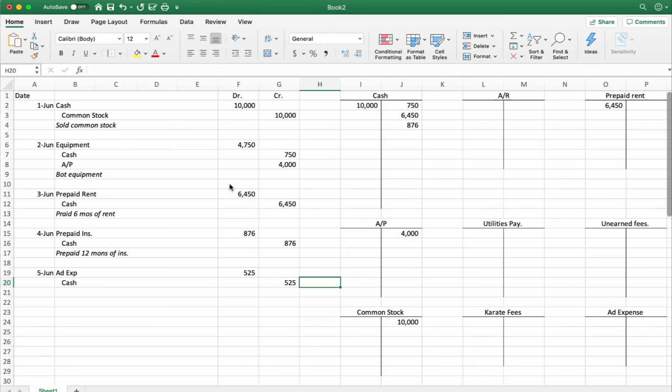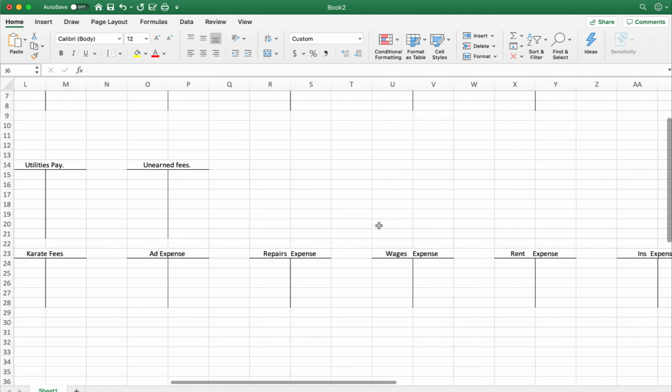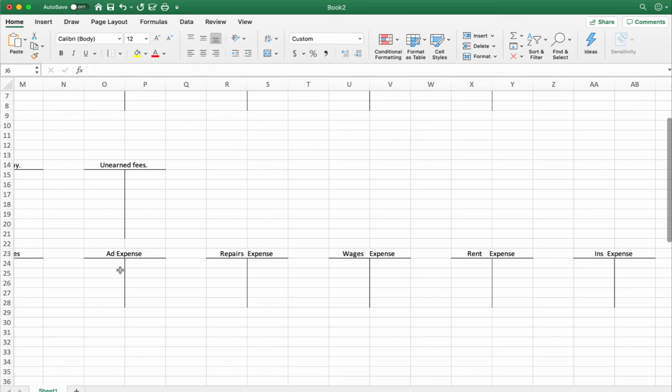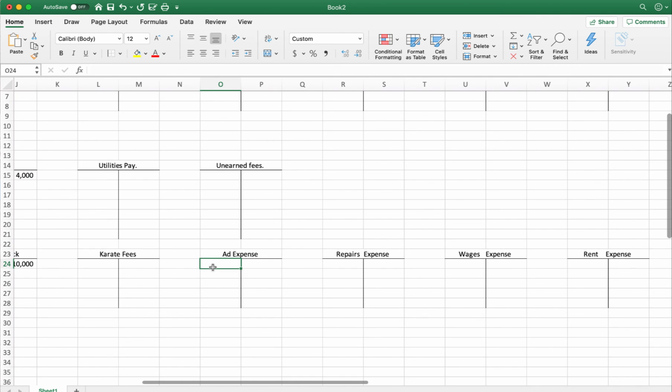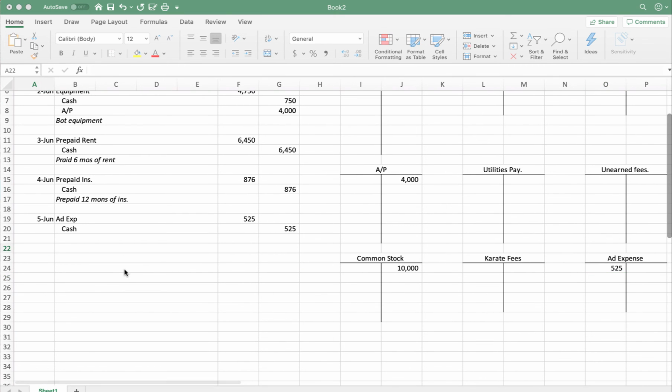525. Now I need to post these, right? I need to post them to the ledger. 525 is posted to cash. I'm going to come down and I'm going to find my advertising expense, which is right here. And I'm going to post that debit of 525. Okay. Now, let's see what happened on June.